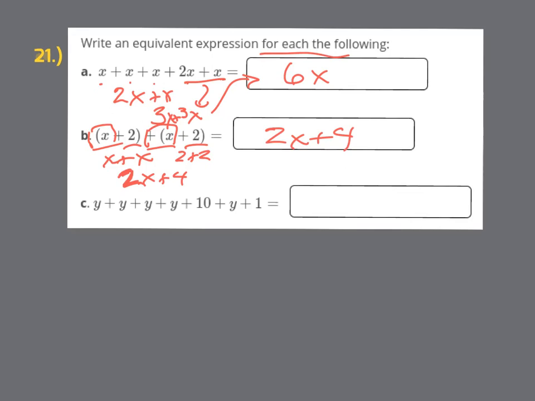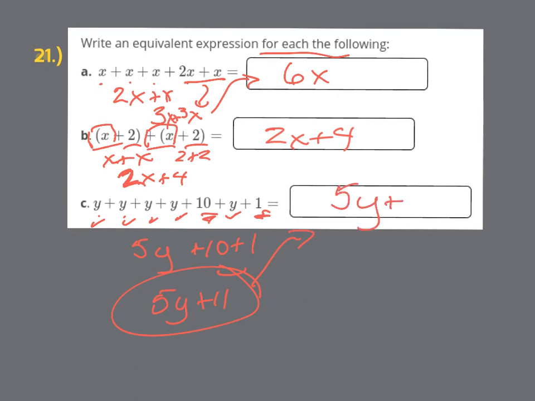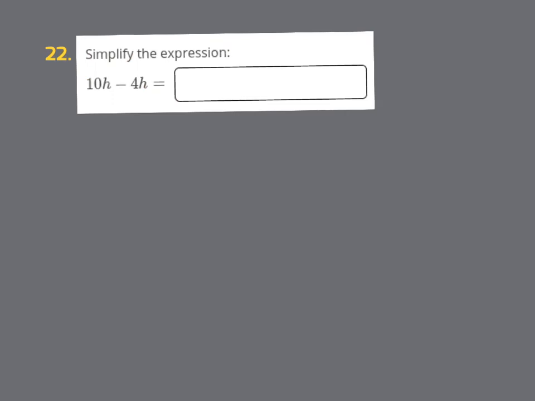Oh my goodness, all of this. Y plus y plus y plus y plus y. Well, how many y's is that? 1, 2, 3, 4, 5. That is 5 y's. Plus 10 plus 1. Plus 10 plus 1. That's 11. So 5y plus 11 is my answer. That is a funny looking 11. Let me fix that. 5y plus 11. Of course, if you're listening as I talk, it will be fine because you'll get the right answers, even if my handwriting is messy.